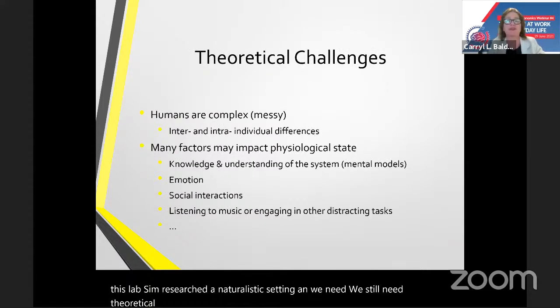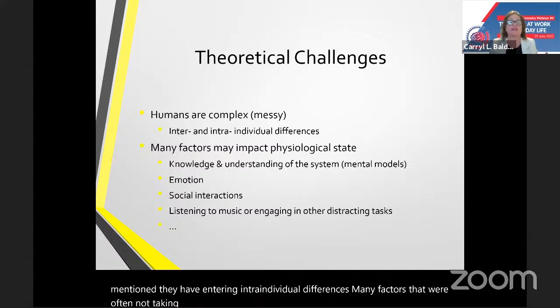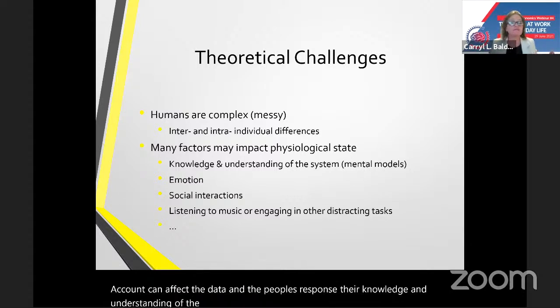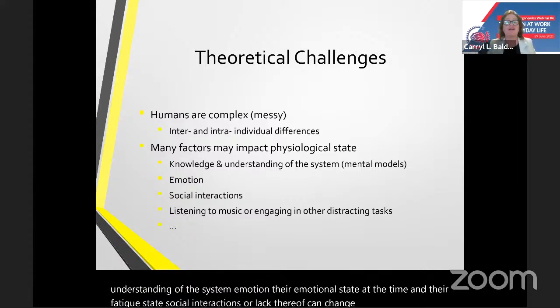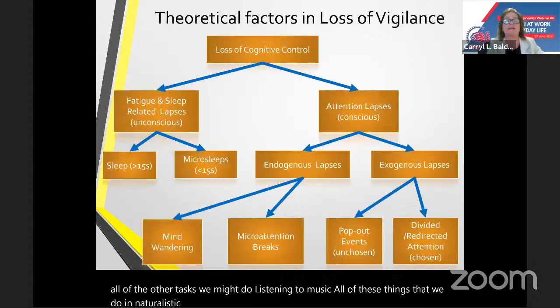Just to wrap this up, humans are really messy. As I mentioned, they have inter- and intra-individual differences. Many factors that we're often not taking into account can affect the data and people's response: their knowledge and understanding of the system, their emotional state at the time, their fatigue state, and social interactions or lack thereof can change physiology. Then there are all the other tasks we might do, like listening to music. All of these things that we do in naturalistic settings can impact the data.